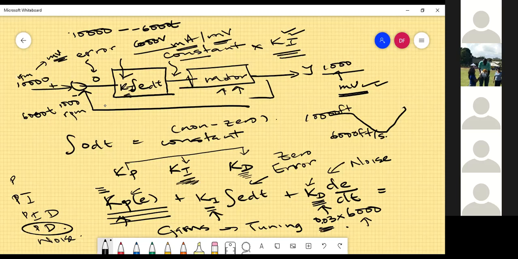If you just use the error alone and the derivative of the error alone, the response is going to be too much. So the KD is the modifier. Same thing with the KI and the same thing with the KP. You know if I'm making any sense. Yes, sir.